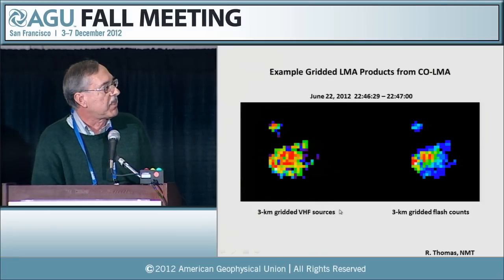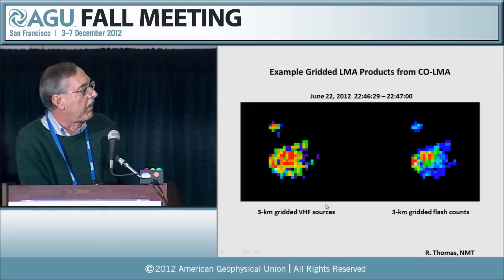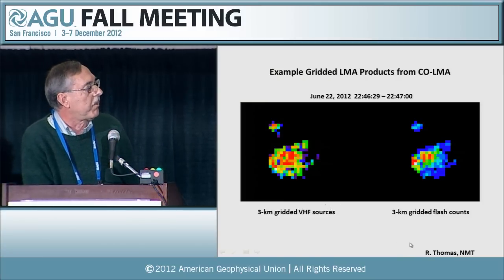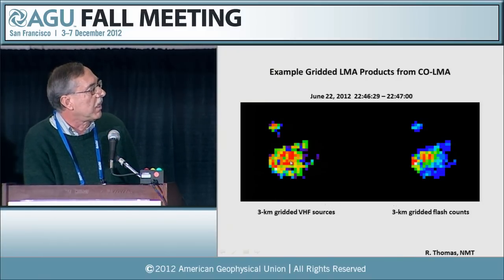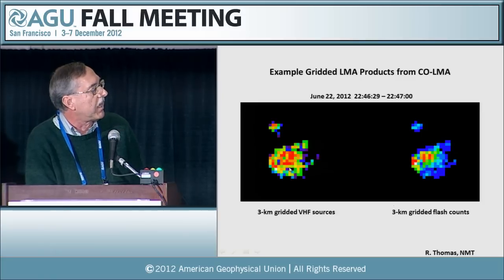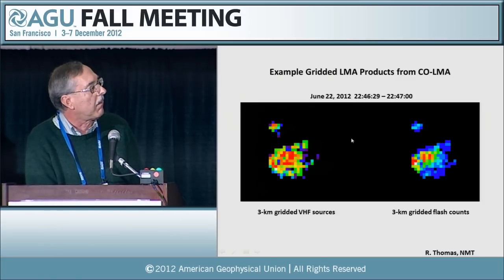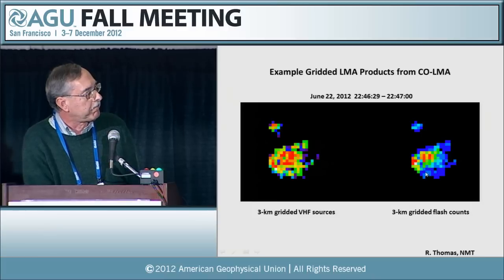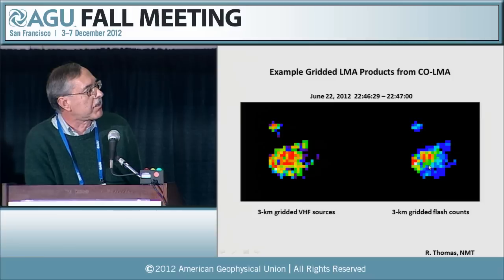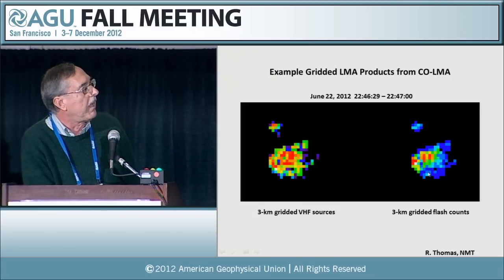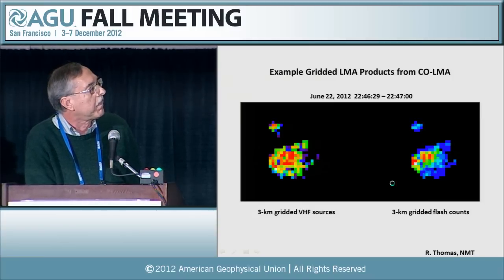And this is an example from the Colorado network that was provided by Ron Thomas from New Mexico Tech. This is a gridded 3-kilometer set of VHF sources for the June 22 case in northeast Colorado. And then this is gridded flash counts shown here on the right-hand side for the same storm.